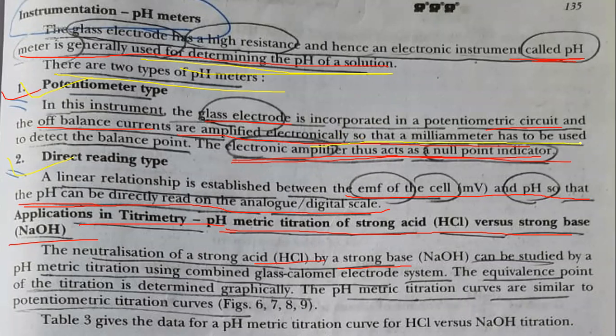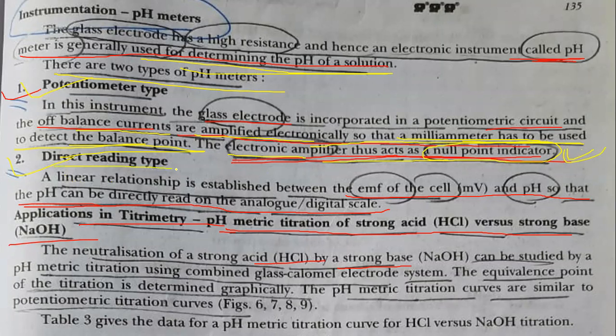Using electronics, the milliammeter has to be used to detect the balance point. So here we are using the milliammeter to find the equivalence point. Whatever balance current is there is amplified electronically. The electronic amplifier thus acts as a null point indicator, which indicates the equivalence point.